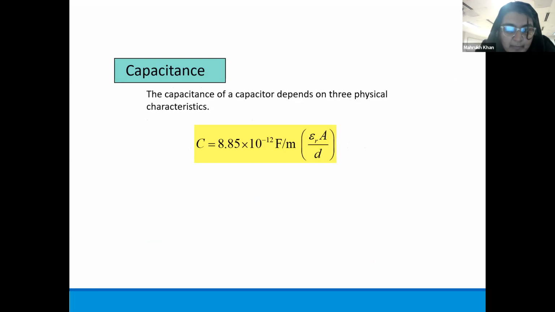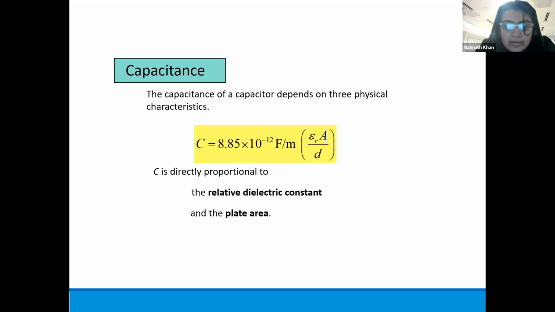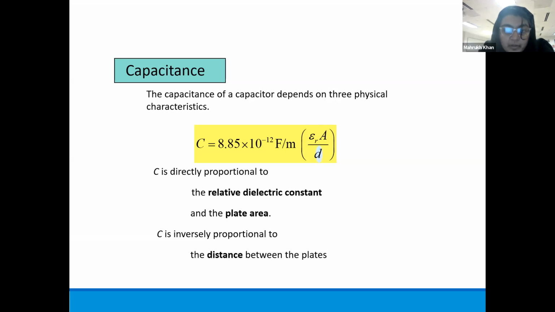Then the capacitance of a capacitor depends on three physical characteristics: the area, the distance between the plates, and the relative dielectric constant of the material between the plates. That's how you can calculate the capacitance, because it is dependent on the geometry of the capacitor.